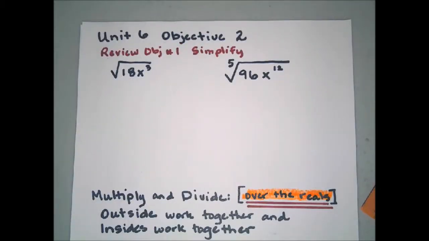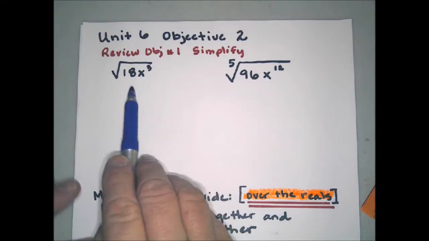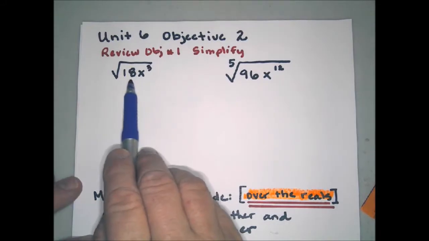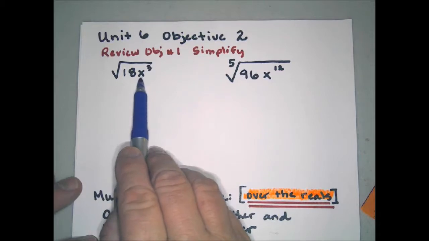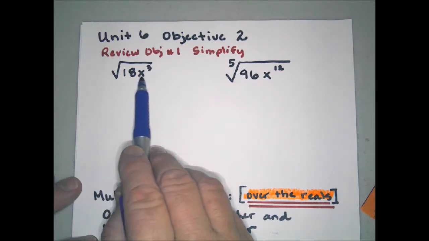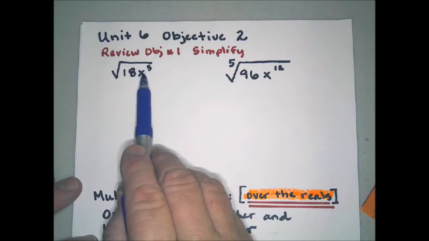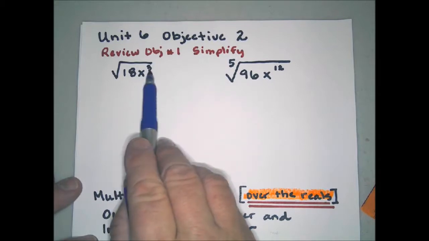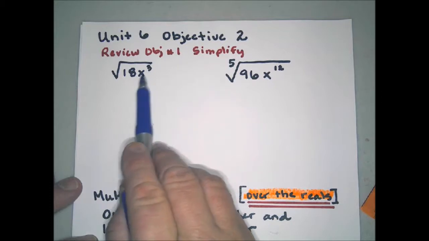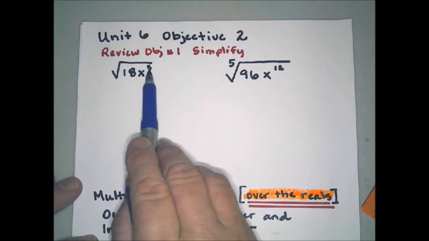For Unit 6, Objective 2, let's start with some reviewing of Objective 1. Objective 1 was simplifying radical expressions. And in Objective 1, we introduced the idea that sometimes you need the absolute value bars. In this first example, we're going to need it because we really don't know what x represents. X is a variable. So if x represented a positive number, then x cubed would be positive. But if it represented a negative number, then x cubed would be negative.